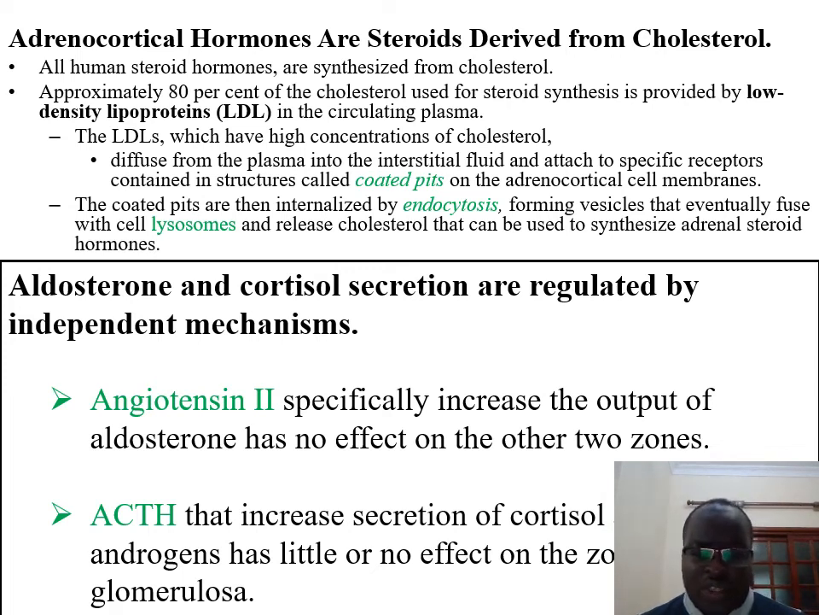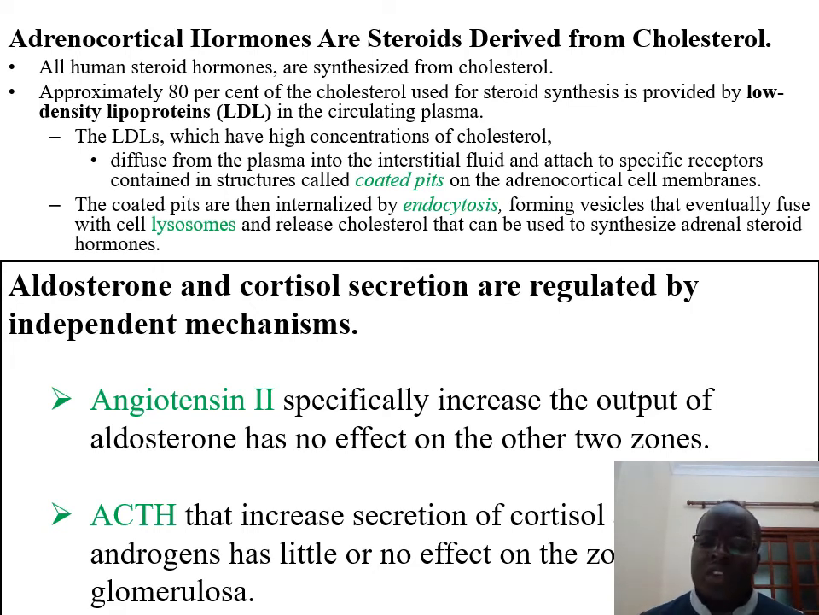Aldosterone and cortisol secretion are regulated by independent mechanisms. So what is going to regulate the production and secretion of aldosterone and cortisol? They are independent mechanisms. They don't depend on one another.